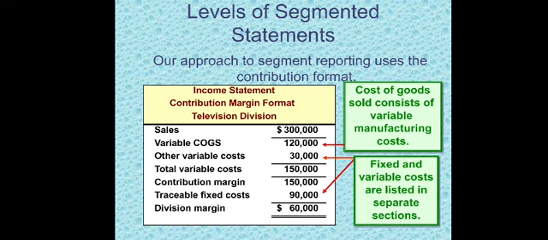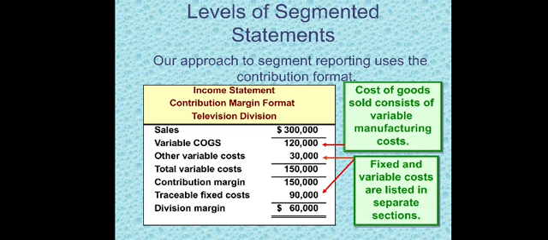In this example, for the television division, the sales is 300,000, and then the business or the segment has variable cost of goods sold 120,000, and then the business has other variable costs 30,000. So the total variable cost is 150,000. Contribution margin is the sales minus the variable cost. So the contribution margin is 150,000. The fixed cost, the traceable fixed cost here is 90,000. So the division profit or margin is 60,000.